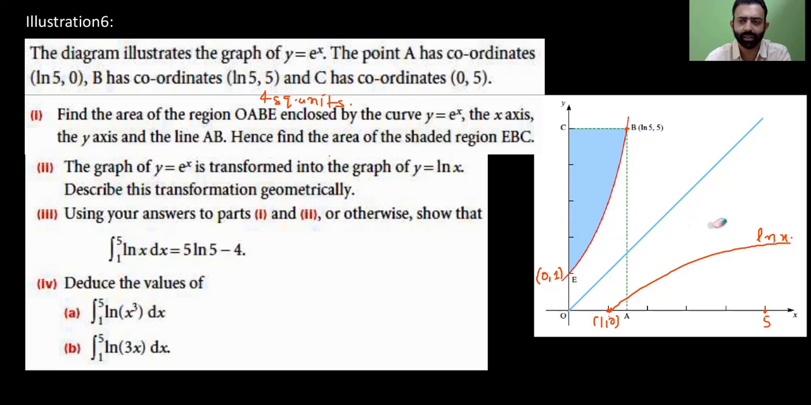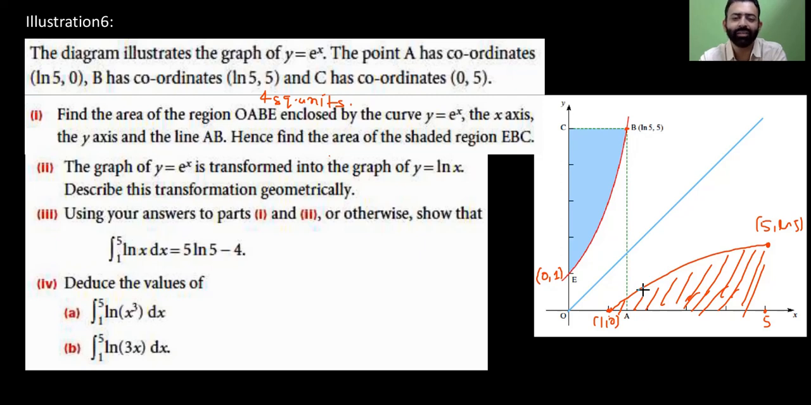Okay, let me remove this ln x and write the coordinates of this point. So this is 5, ln 5, because the point B will get reflected and the coordinates will be interchanged. ln 5, 5 will become 5, ln 5. Okay, so between the points 1 and 5, this area we need to find out. Not the area, basically it is saying that you have to evaluate this integral, right?